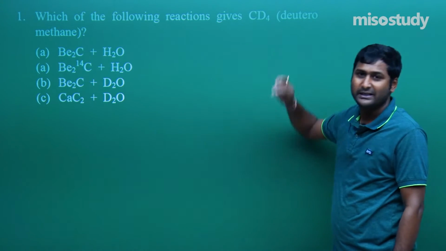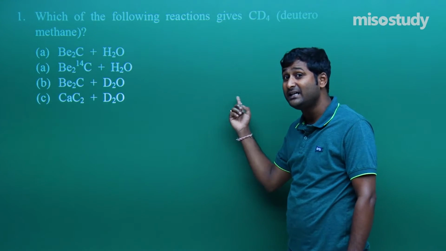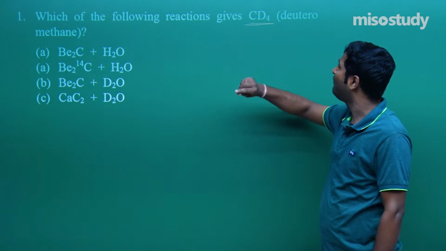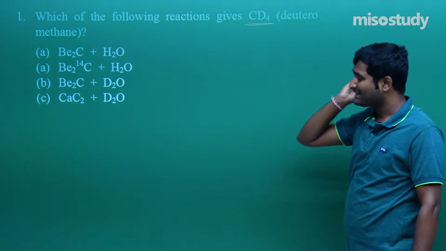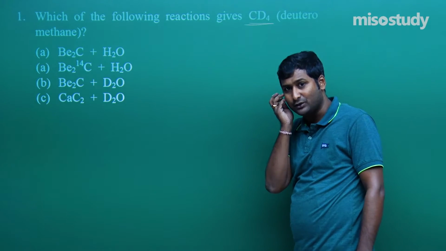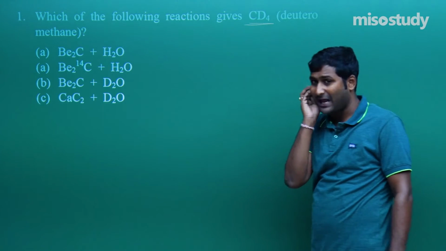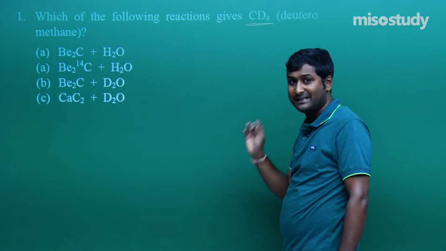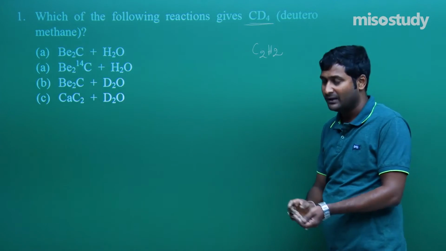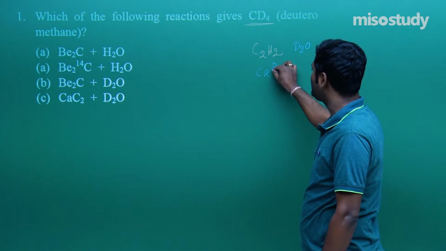This question looks easy, but it's not so easy. Think on it. It requires deep theory knowledge. Which of the following reactions gives CD4, deuteromethane? As I told you earlier, except beryllium carbide, all other carbides like calcium, strontium, barium, on hydrolysis give you C2H2. Clear? If I take D2O here, then it will give C2D2.